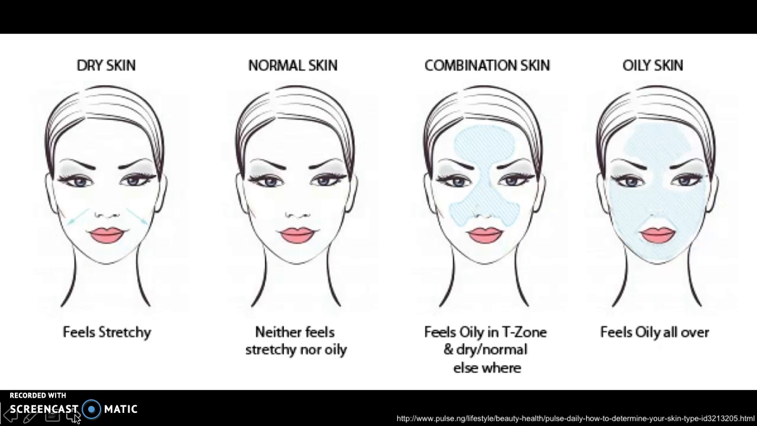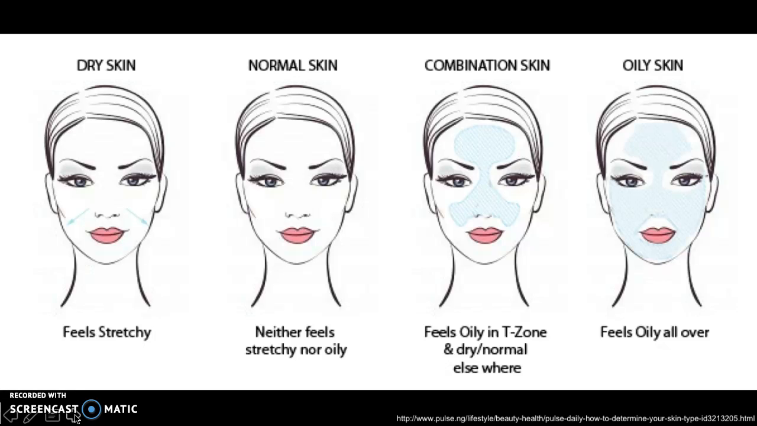The next one here is normal skin. This is the type of skin that feels neither stretchy nor oily. It's a good balance of all of the skin types. And the next one we see here is combination skin. This type of skin is oily in the T-zone, and then it will be either dry or normal everywhere else.